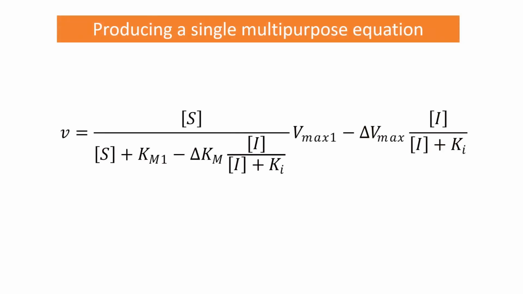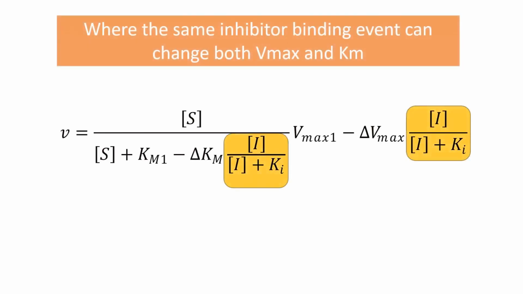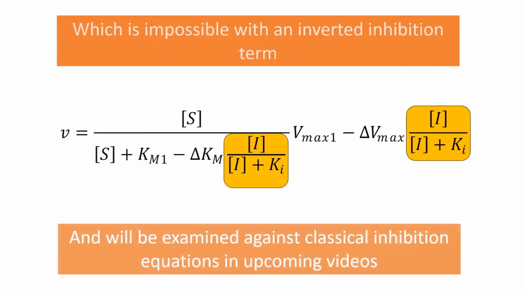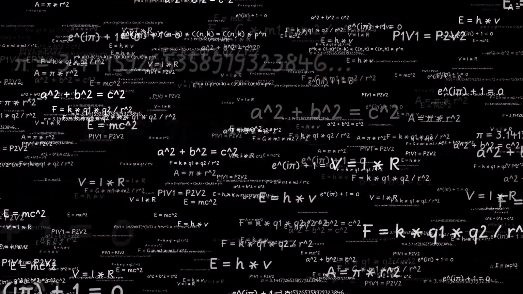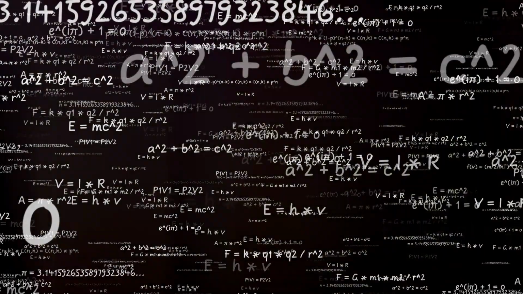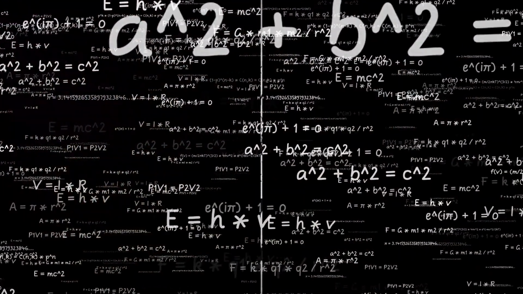This is only possible by recognizing the problem with the traditional inhibition term. And the resulting equation replaces a large number of equations that have been used to describe perceived different forms of inhibition and activation, with a great deal of them incorporating the classical inhibition term without recognizing what it is.